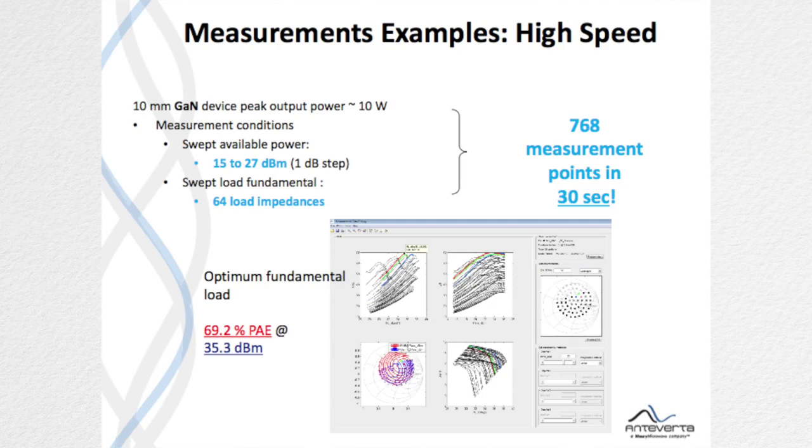This can be done, as depicted in this picture, in a CW fashion, but it can also be a pulsed CW measurement. This allows you to control and measure the gammas and the device performance within one single shot, which makes it extremely fast. Just to give an example, we have this measurement here on a GaN device where you sweep 13 power levels and 64 load impedances in about 30 seconds. And this can be done not only with fundamental load pull, but also with harmonic source and load pull.